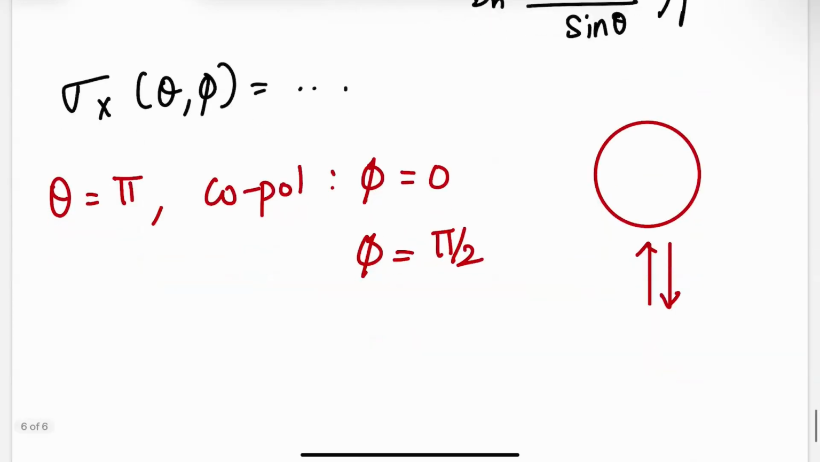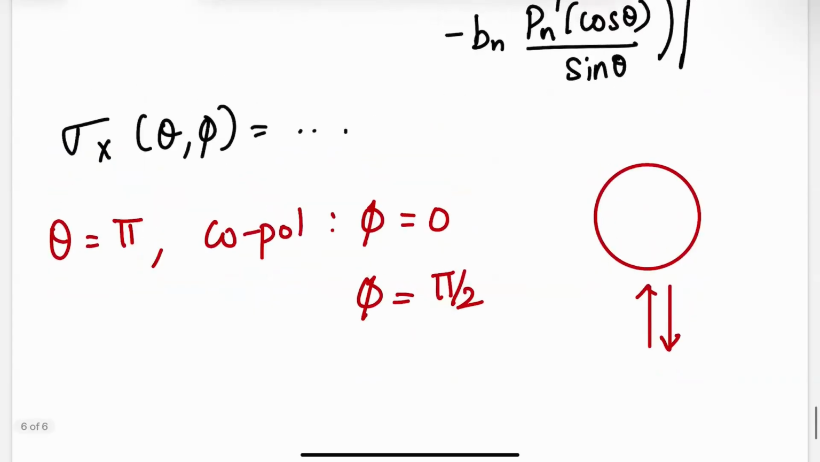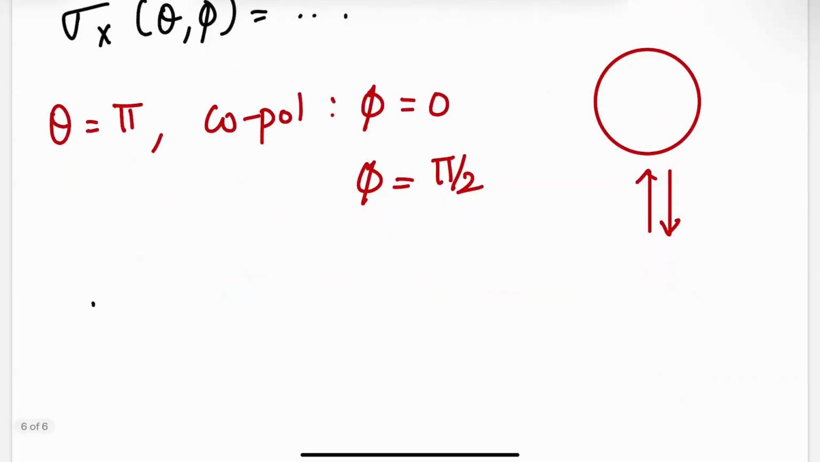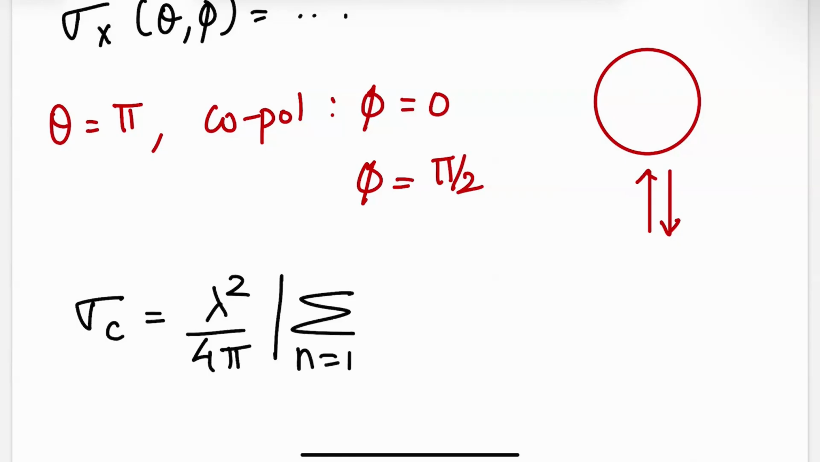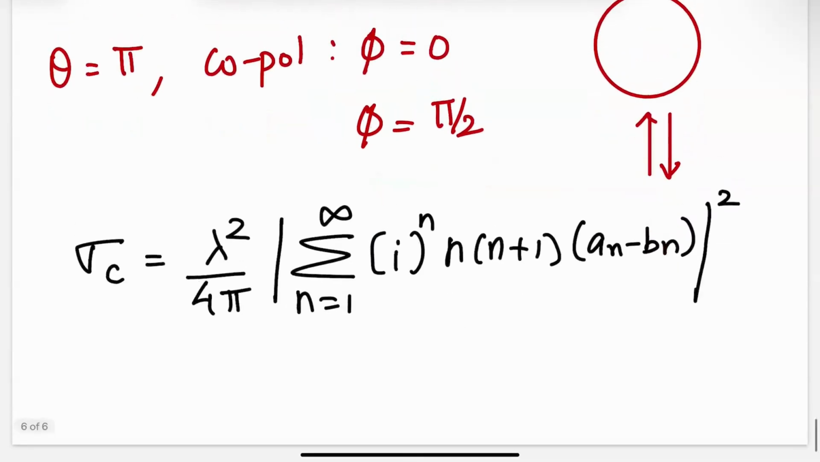Okay. So now you can substitute these values in and then use some of the properties of the Bessel functions and the Legendre polynomials, and you can show that the RCS is lambda squared over 4 pi, summation n equal to 1 to infinity, i to the n times (2n plus 1)(an minus bn), whole squared, and the cross-pol actually becomes 0, which is very nice, right? And it kind of makes sense because of the symmetry.